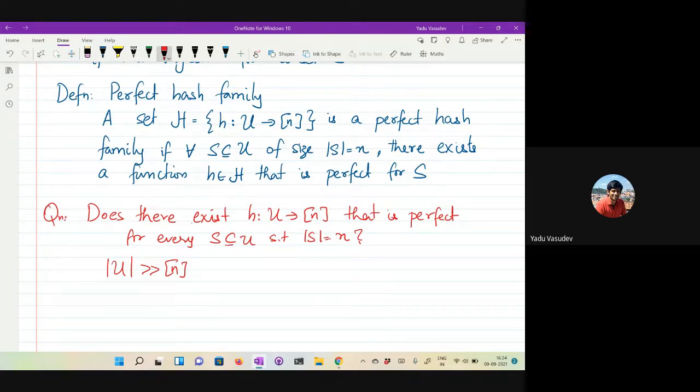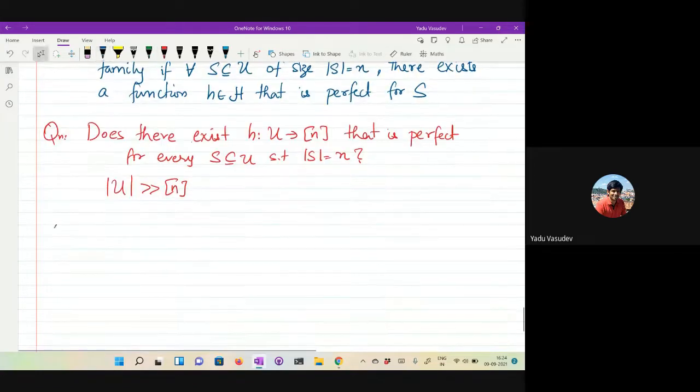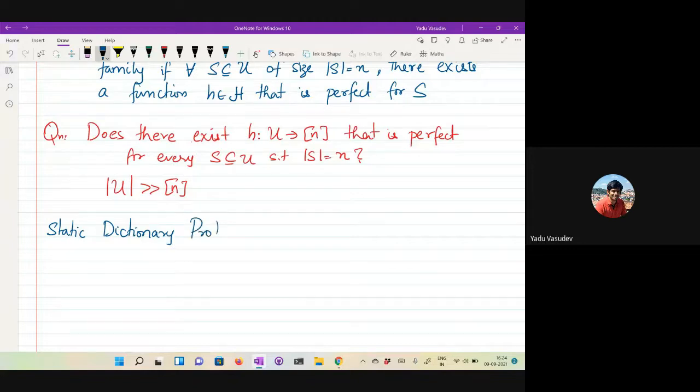So let's think about the following question, what is known as the static dictionary problem. You have a set S of the universe given to you, and the goal is to store S such that membership can be performed in order 1.